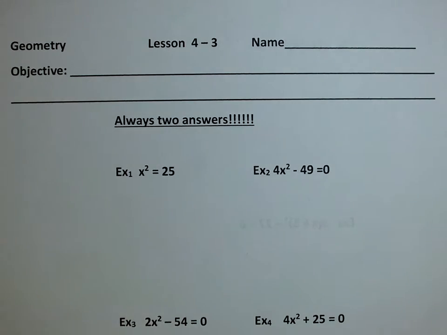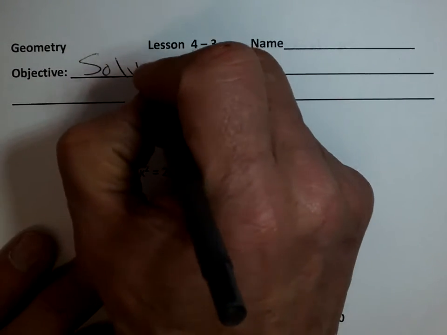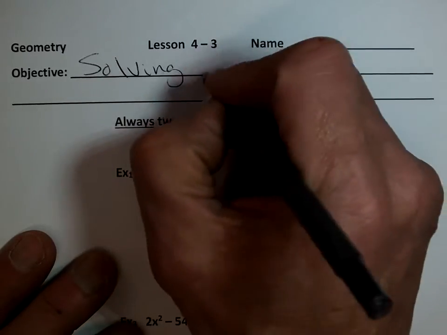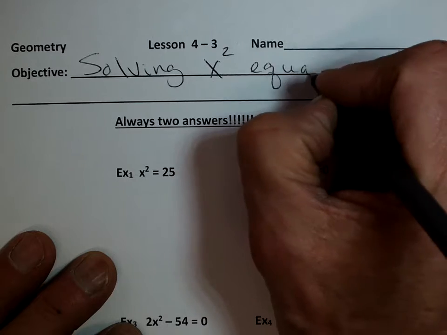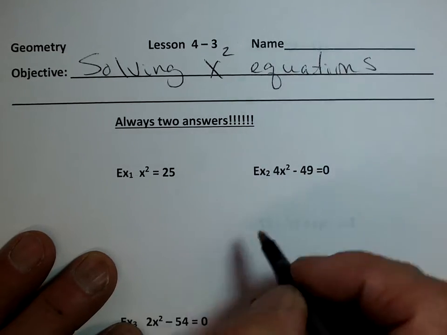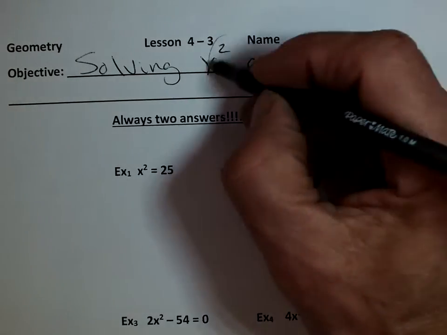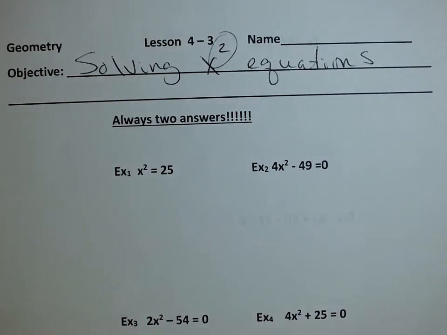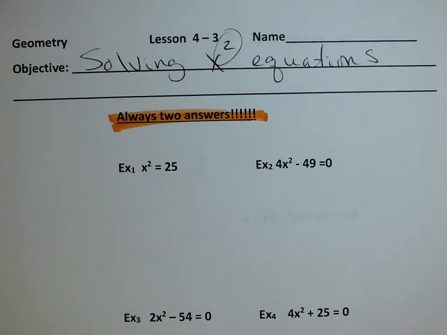Okay, so today what we're doing is solving x squared equations. Because it's an x squared, there will always be two answers. Always two answers, okay? Even with the i's, which we'll talk about next week.